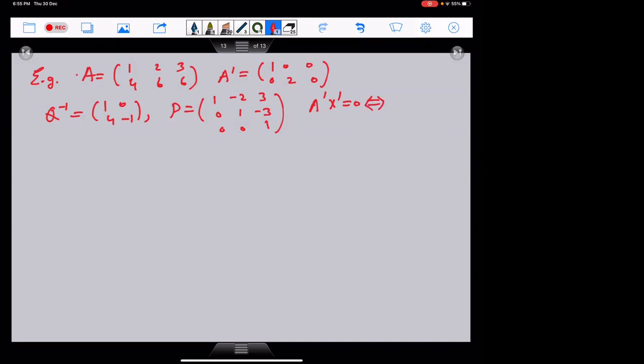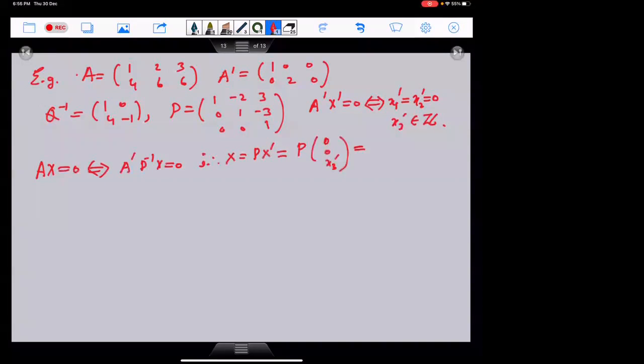from here, so I know that X1 prime, X2 prime, they should be 0, and X3 prime can be any integer, right? Just I'm solving for A prime. I know how A prime looks like. Then AX equal to 0 if and only if A prime P inverse X is equal to 0. That is X equal to P times X prime, which is P multiplied to 0, 0, X3 prime. That is, you just multiply. What is this? X3 prime times 3, minus 3, 1. The third column of P. Yes. Okay.